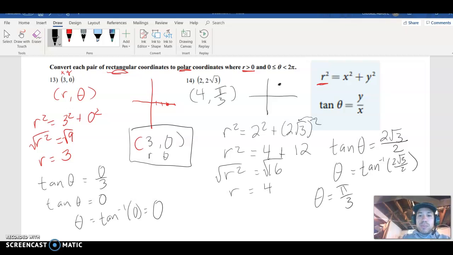Notice pi over 3 puts us up in the first quadrant and our radius is 4. So you can see this is a pretty straightforward process for calculating our R and calculating our theta.